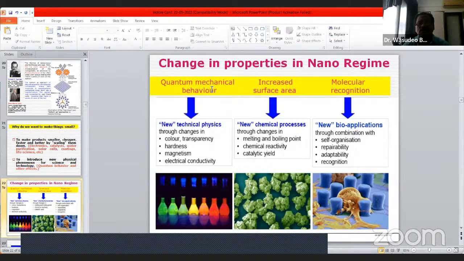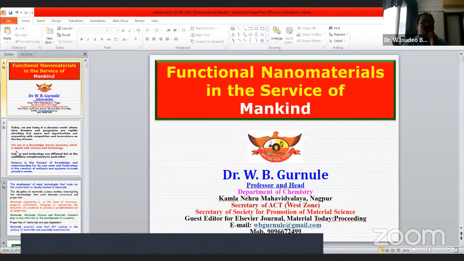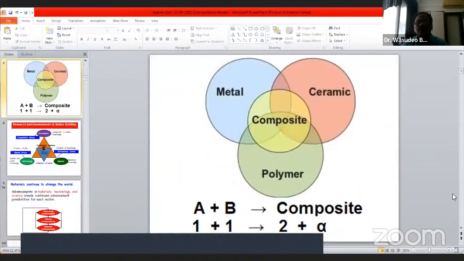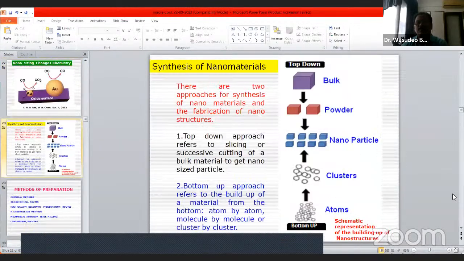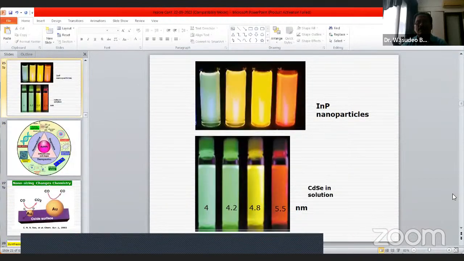in the nano region. Some quantum mechanical behavior is shown, and the properties that are changing are shown here. If we increase the surface area, what are the chemical processes? These are the properties where melting and boiling point can show changes. And here molecular recognition, and there may be new bio applications, that is self-organization, repairability, adaptability, recognition. Because of these changes, if the size of the material changes, they show changes in the properties. So this is the slide that shows changes in material.